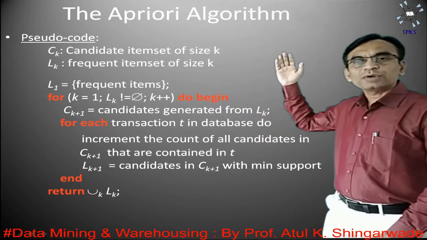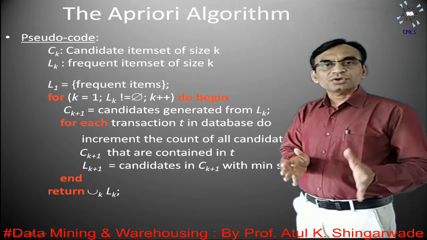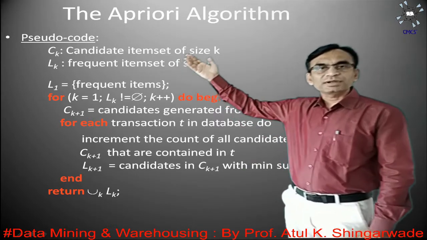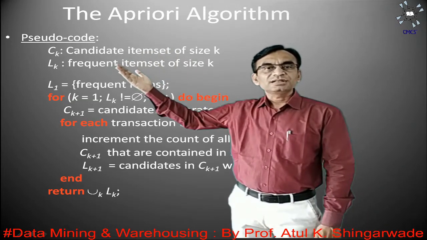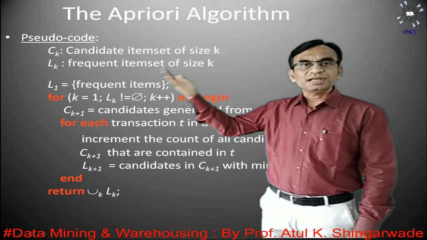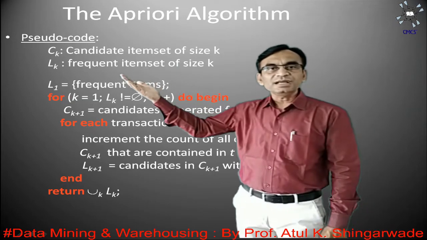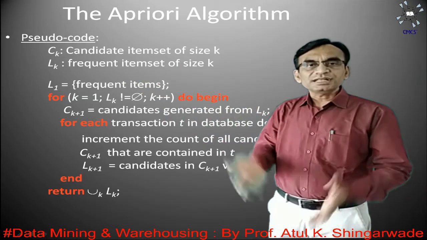Now, this is an algorithm basically. We saw the example, we saw the methodology first, and now what is the algorithm actually? The pseudocode of this apriori algorithm is like this. We have CK, which is nothing but the candidate item set of size K. Then we have LK, which is the frequent item set of size K. Of course, we have seen that particular one.